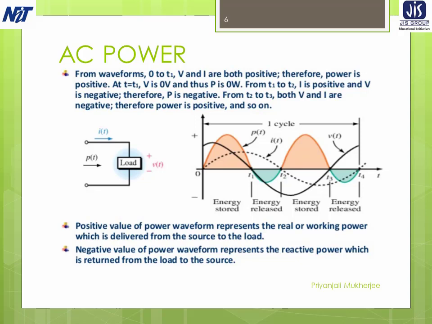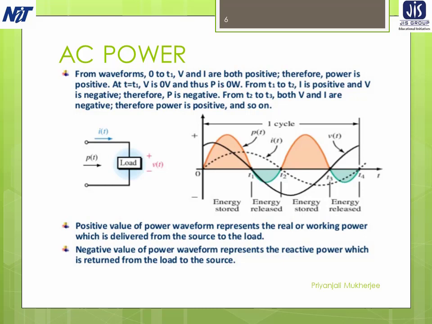So what is AC power? If we consider this waveform, we can see that from 0 to T1 both the voltage and current are positive. So one load is connected and supply is given. Due to that supply, current I is flowing through it, and during this 0 to T1 both V and I are positive. So the power is the multiplication of V and I, so the power becomes positive during this time.